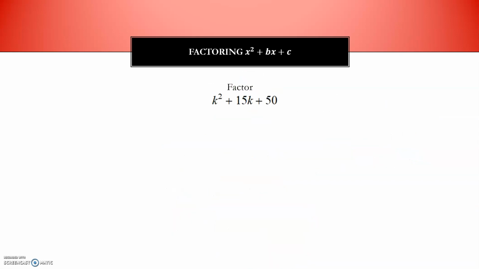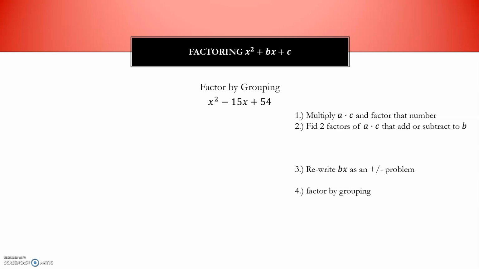Now, there is a little bit of a shortcut here that we're going to discuss in the next slide. The shortcut is quite simply the fact that if I have something like this, a is 1. So a times c is always just going to be this number. So I could find two factors of c, 54, that add or subtract to b. Now I want to be very clear. This only works in this case because a is 1. The first coefficient is 1. If you had something where the first coefficient was not 1, this shortcut does not work.